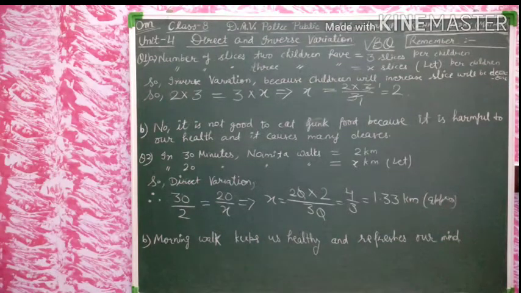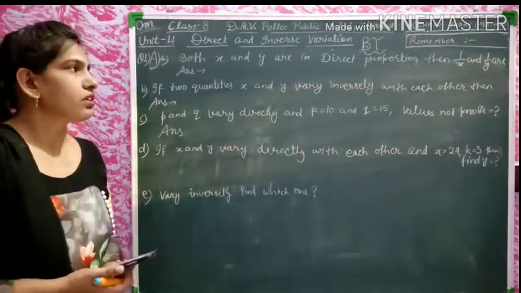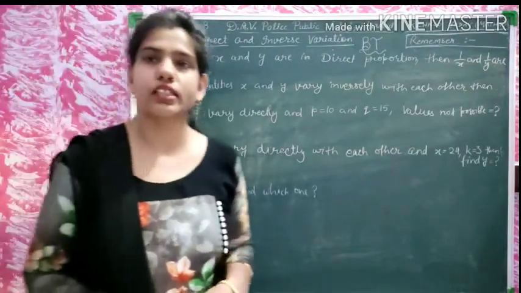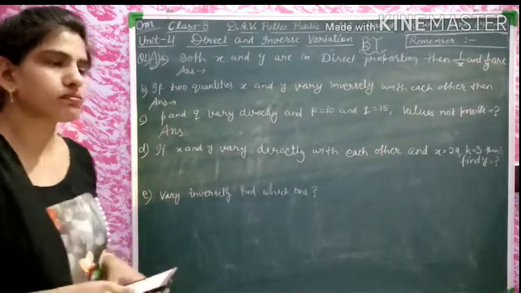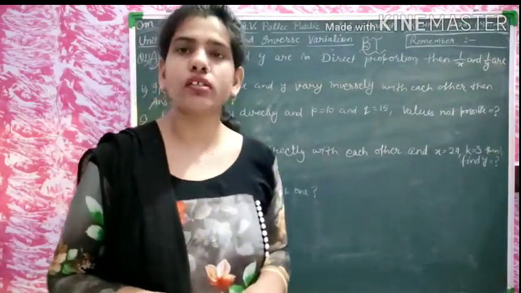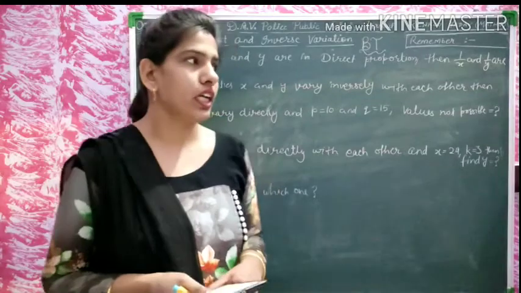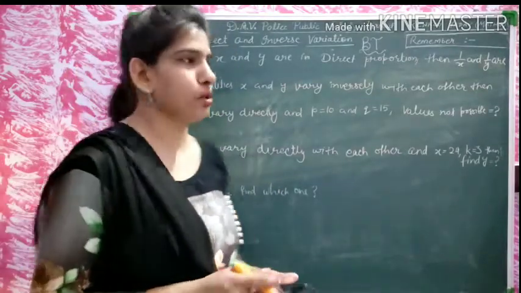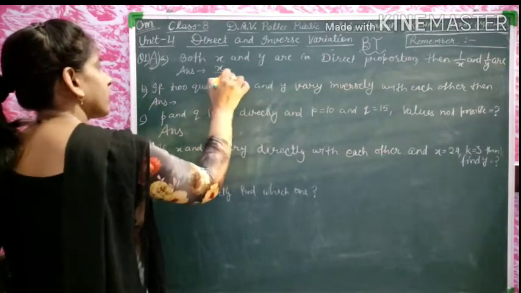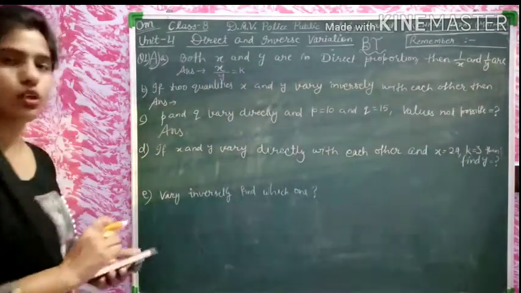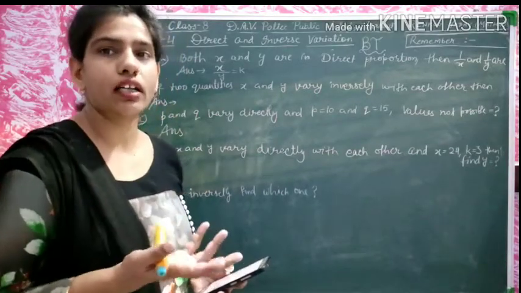Now students, these are the questions of the brain teasers exercise. This is question number one, part A. The question says that both x and y are in direct proportion. There are optional answers here. If x and y are in direct variation, their ratio is constant. Then 1 upon x and 1 upon y are in which proportion?